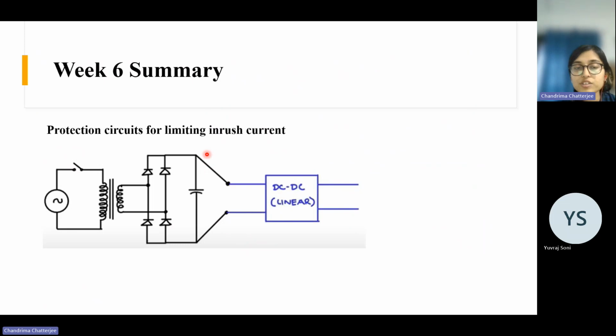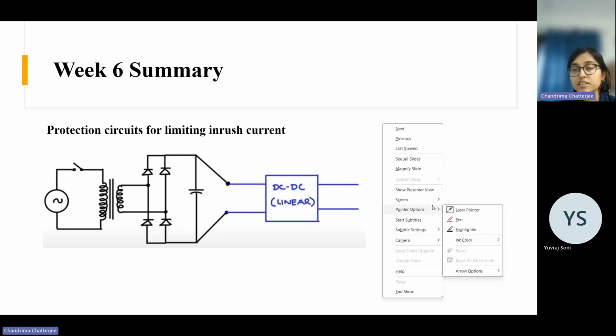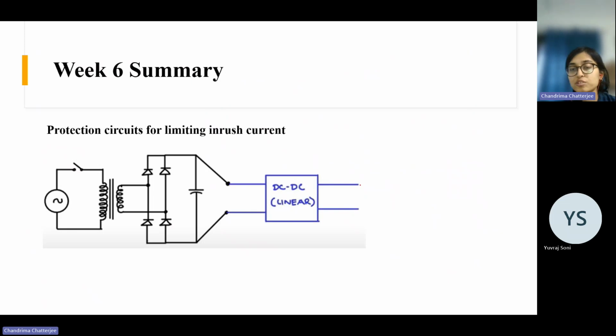And in the last class, we saw that across the capacitive filter, we have our load, right? Across these two terminals. But here we are adding an additional circuit, which is this DC-DC linear regulator. And after this DC-DC linear regulator, we will connect our load here, at the output of this DC-DC regulator.